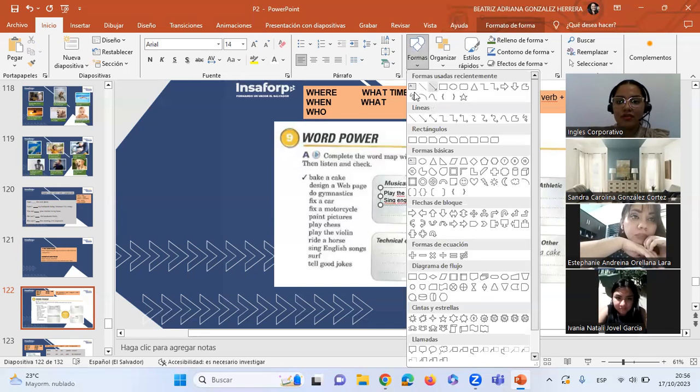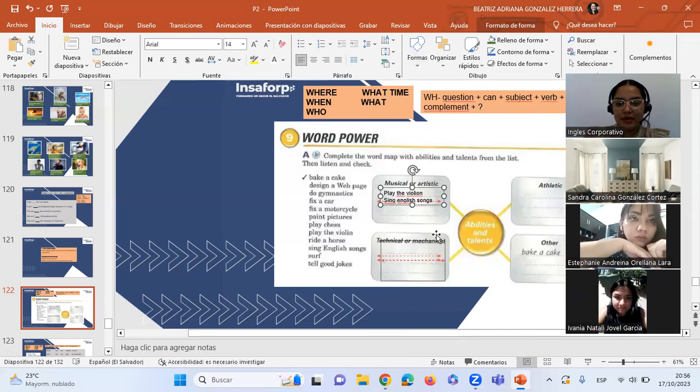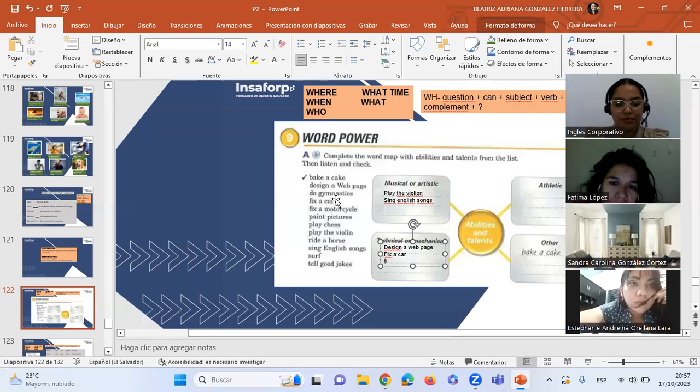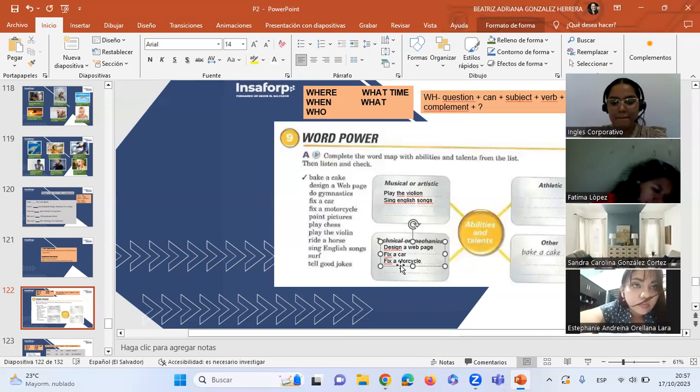Okay, son. Perfect. We have another one. Technical or mechanical? Paint the pictures. Technical, we have design a web page. Oh, mechanical. Fix a car. Una página web. It's kind of technical or mechanical. Fix a car. We have fix a car. Arreglar un carro. Fix a motorcycle. Motorcycle. Technical.